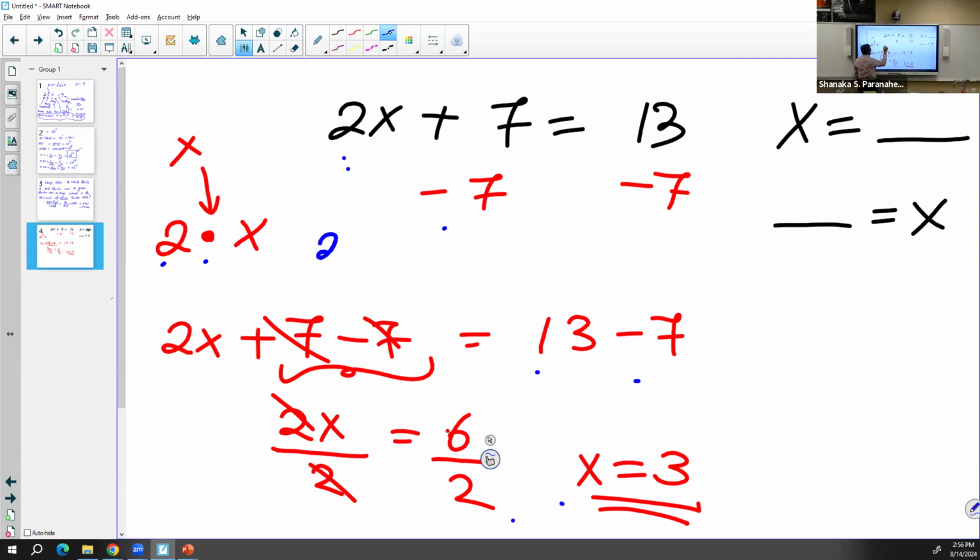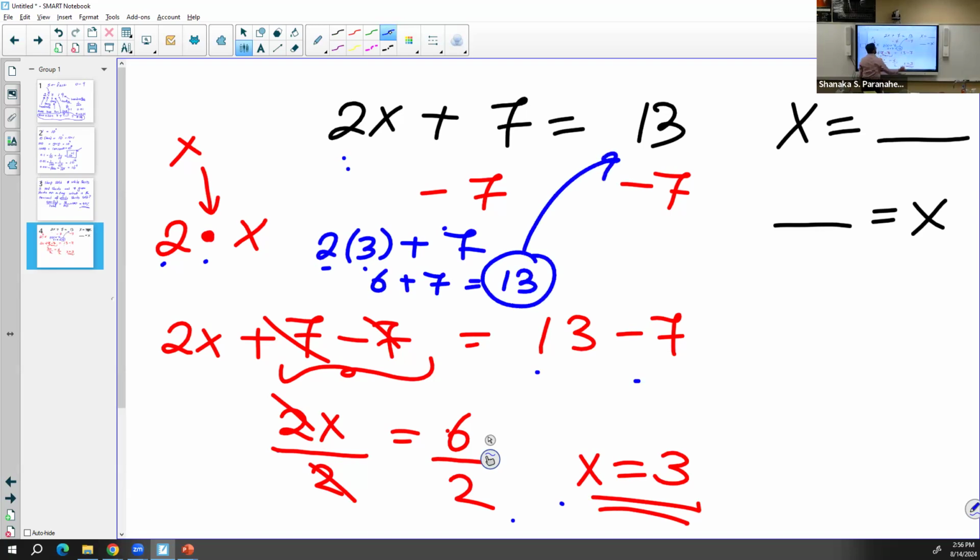We can substitute 3 into this equation, and we end up with the same answer on both sides. So it's 2 times 3 plus 7. 2 times 3 is 6. 6 plus 7 is 13. So 13 is equal to 13. It's a true statement. That's how you verify the answer. So that covers all the basic steps to simplify a linear equation and find a solution. Now let me give you a practice problem.